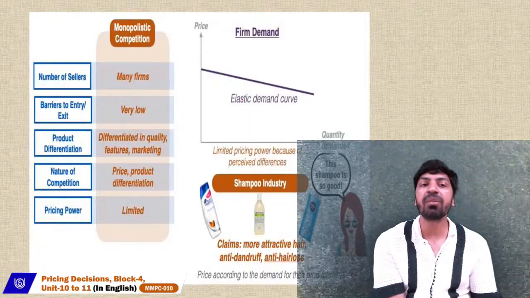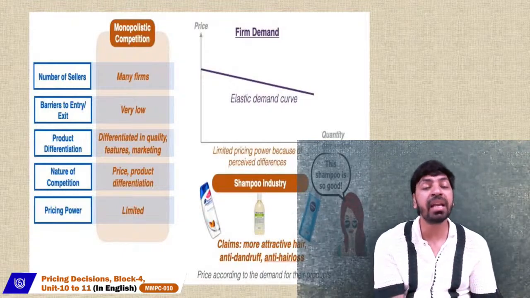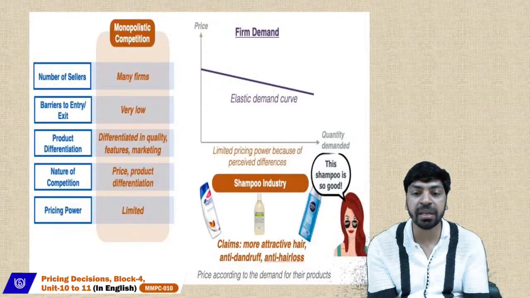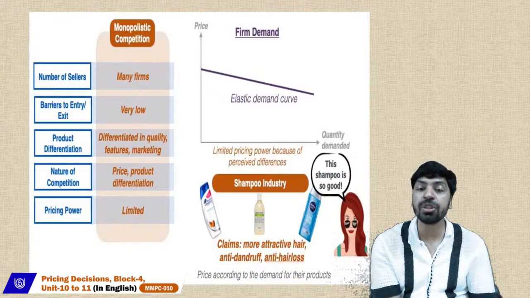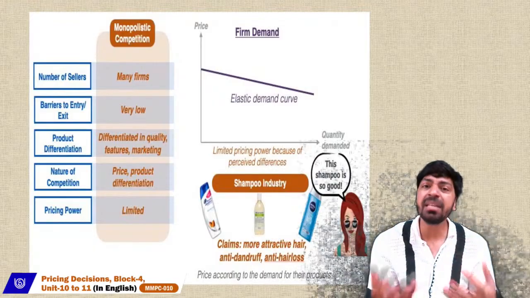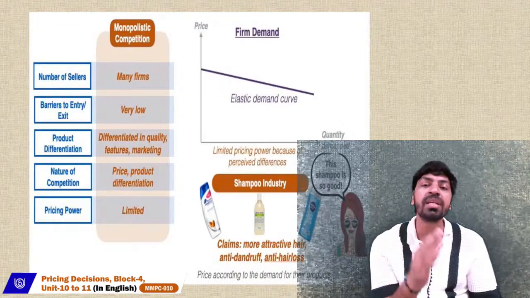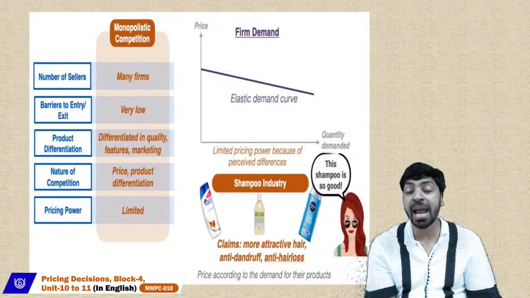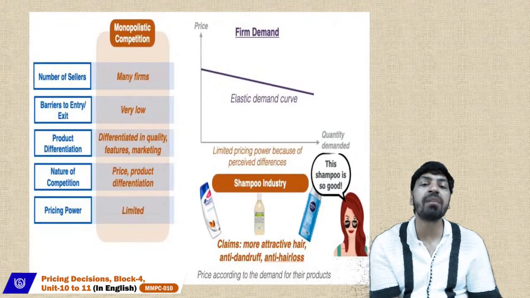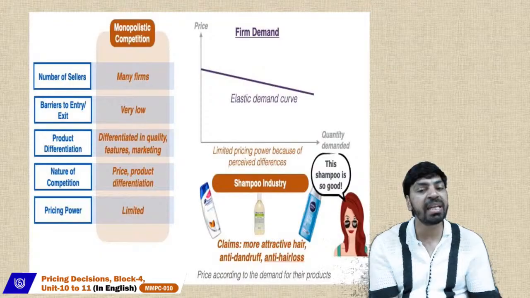Now we can come to the shape of the firm demand curve in this particular market. If you look at the diagram, or take any industry like the shampoo industry, there are three different brands already shown in the visual presentation. The demand curve is an elastic demand curve: as the price increases, the demand automatically declines, and hence we call it an elastic demand curve. In such a market the pricing power is limited because of the differences in the quality, features, and marketing strategies of the many firms.